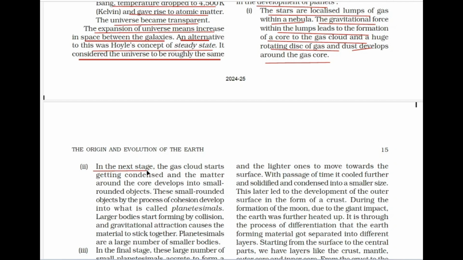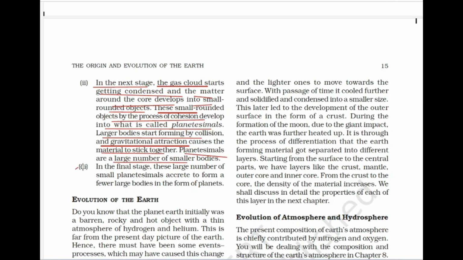2. In the next stage, the gas cloud starts getting condensed and the matter around the core develops into small rounded objects. These small rounded objects, by the process of cohesion, develop into what are called planetesimals. Larger bodies start forming by collision, and gravitational attraction causes the material to stick together. Planetesimals are a large number of smaller bodies. 3. In the final stage, this large number of small planetesimals accrete to form a fewer large bodies in the form of planets.